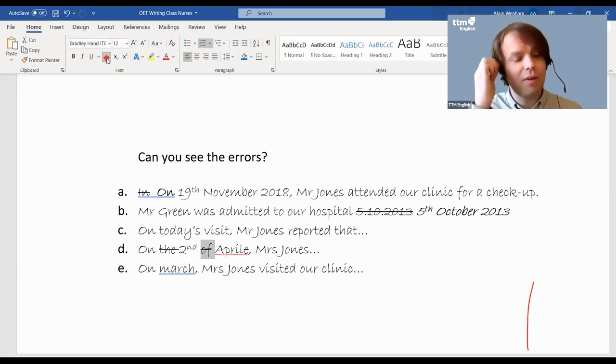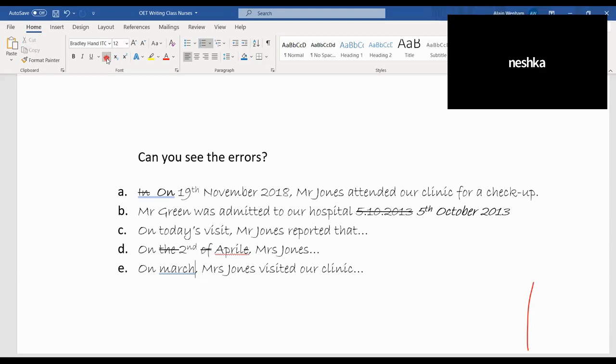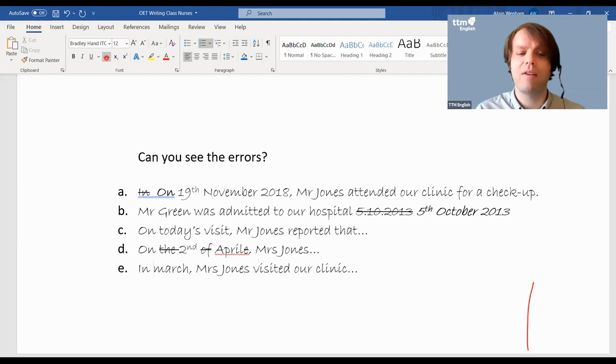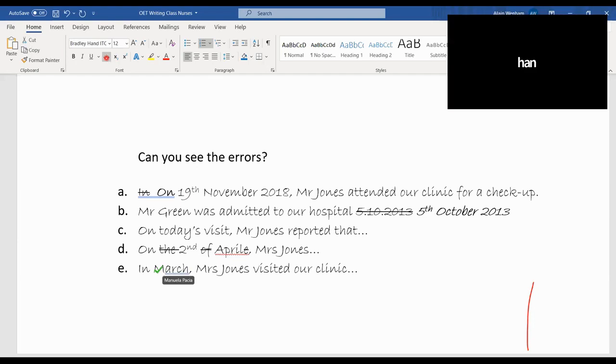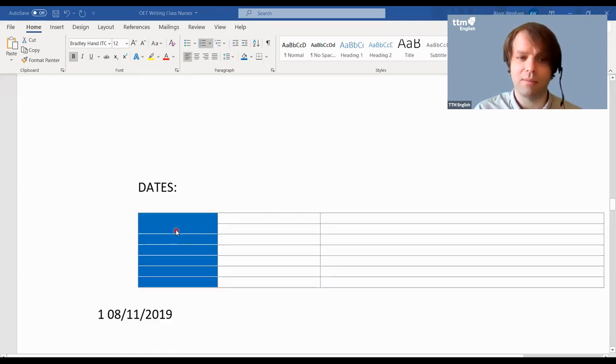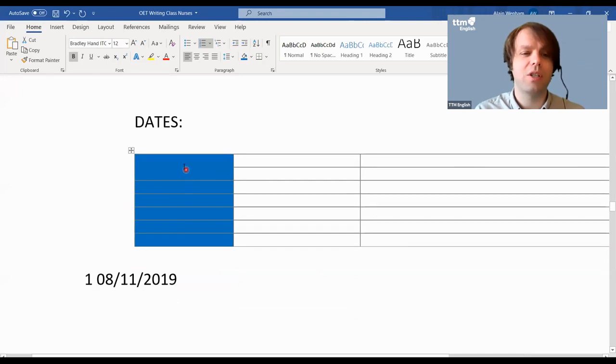And the last one, what's the error here? In March. And what else? There's one more error. Capital. So I see a lot of errors like this. These are all real errors. And I want to make you guys a diagram so you can all remember some of the rules, okay? One of the big problems we have is prepositions, isn't it, right? So what are the prepositions that you always use for dates?